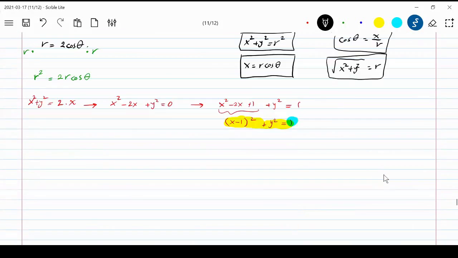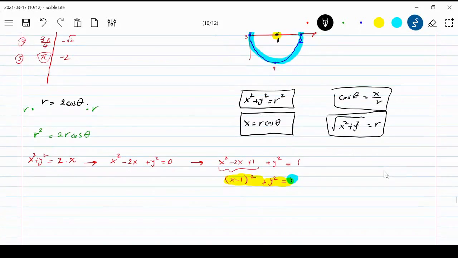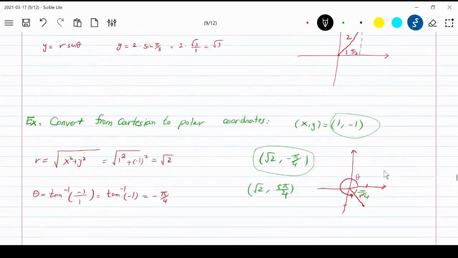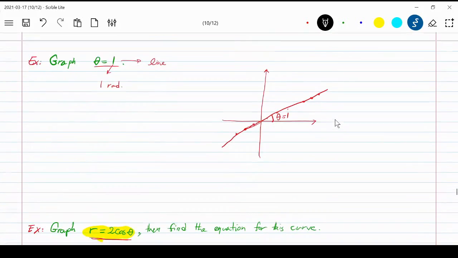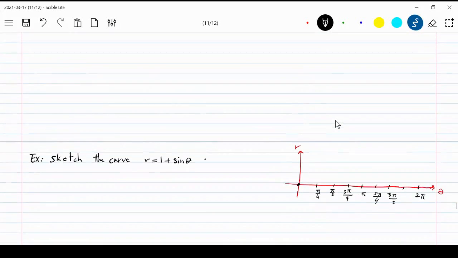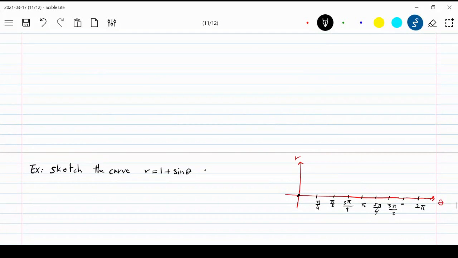And I think I made a mistake in the last one. Earlier I wrote 5 pi over 4 here. This should have been 7 pi over 4, because 2 pi minus pi over 4 would be 7 pi over 4, now that I see it. Okay, so 7 pi over 4.